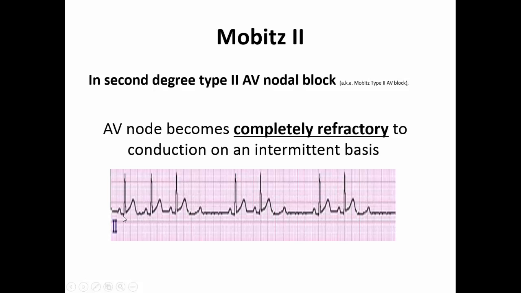And then if you look over here, there's a P, QRS, P, QRS, P, QRS, and a P, no QRS. But the PR is not increasing. The PR duration isn't increasing. So this is a type 2 block. And these Mobitz 2s are thought to be more serious than Mobitz type 1 blocks.